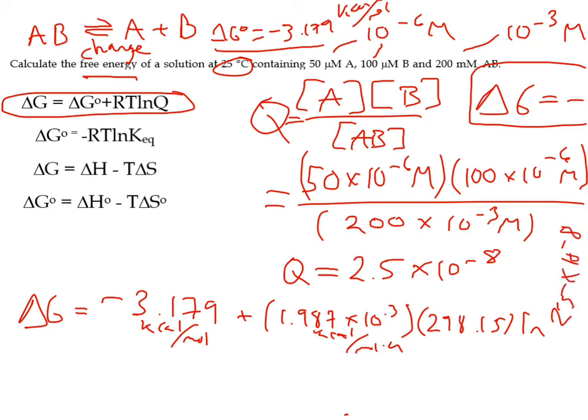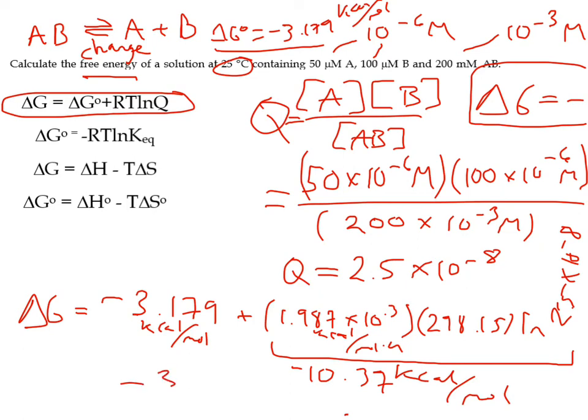Okay, so I'm going to plug that in. I'm going to do just this half first so we can see what's going to happen. This whole thing should be a lot more favorable. It should be negative. So 1.987 times 10 to the negative 3rd times 298.15 Kelvin times the natural log of 2.5 times 10 to the negative 8th. This whole piece is negative 10.37 kcals per mole. And the tendency of the reaction is only negative 3.179 kcals per mole.